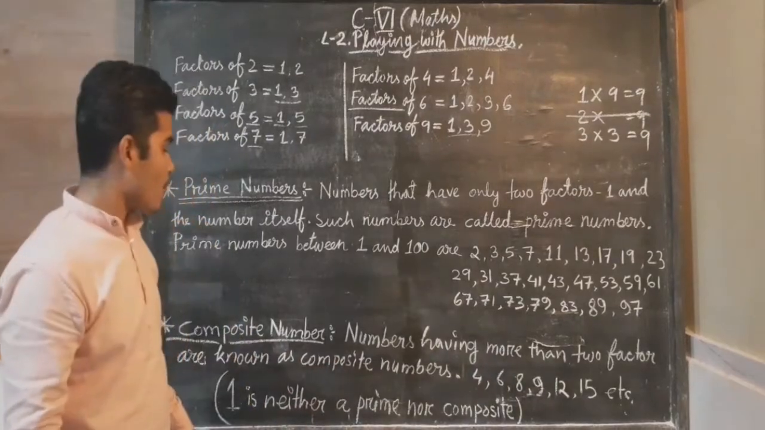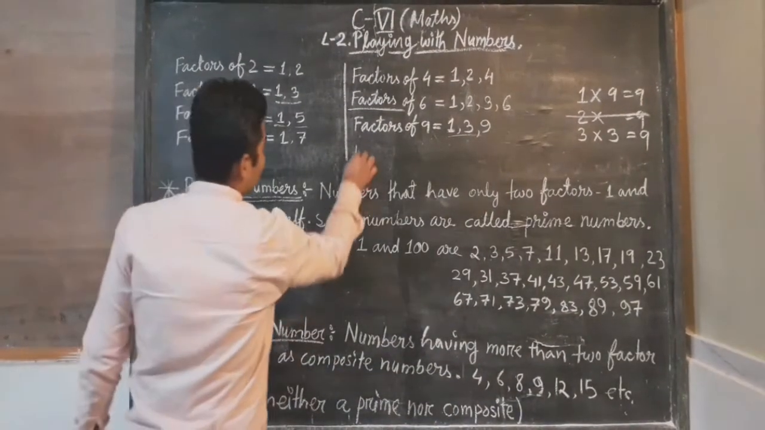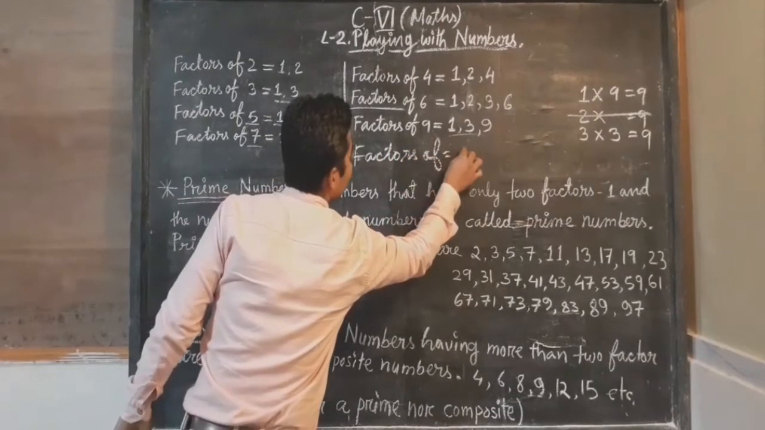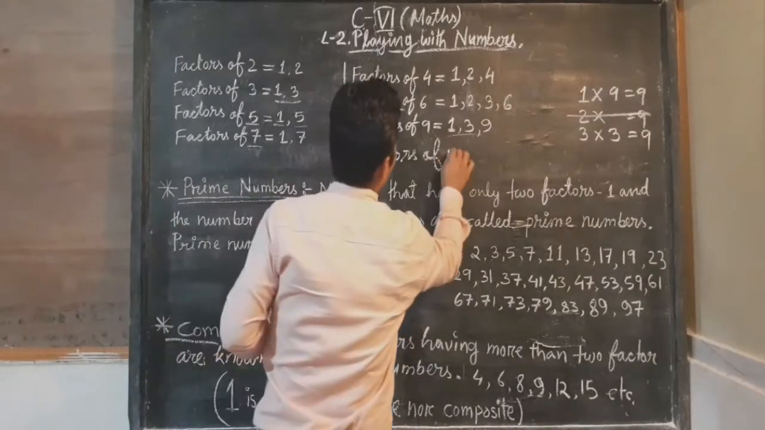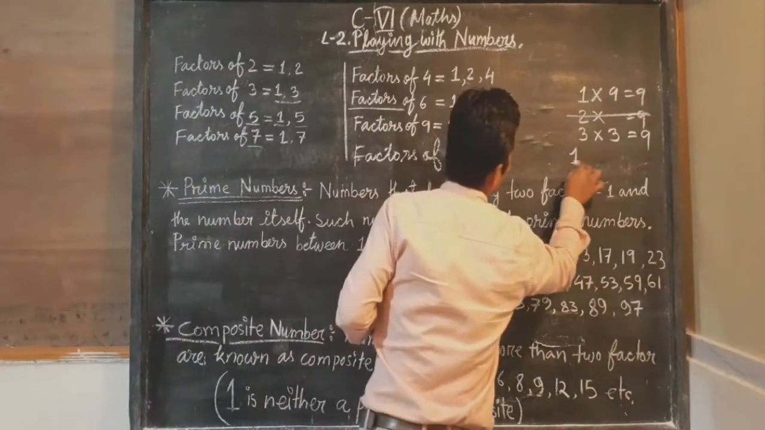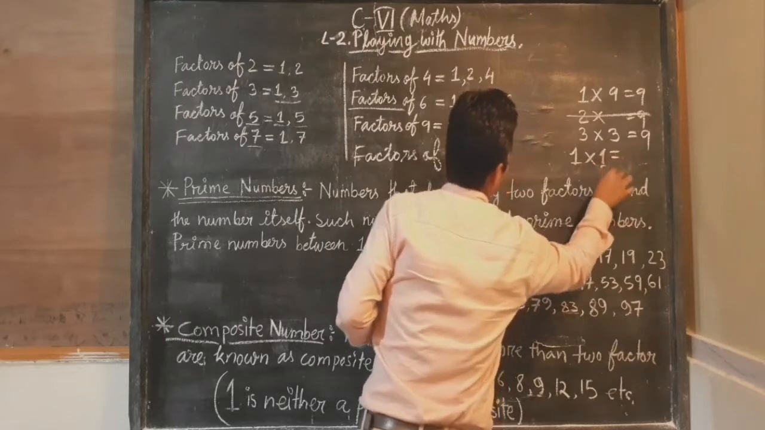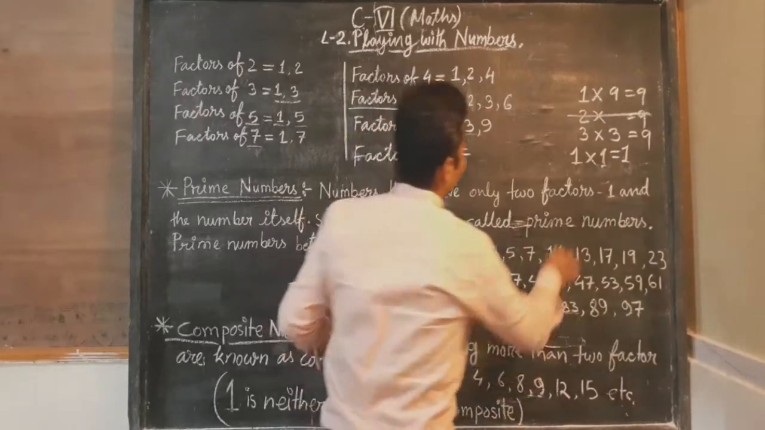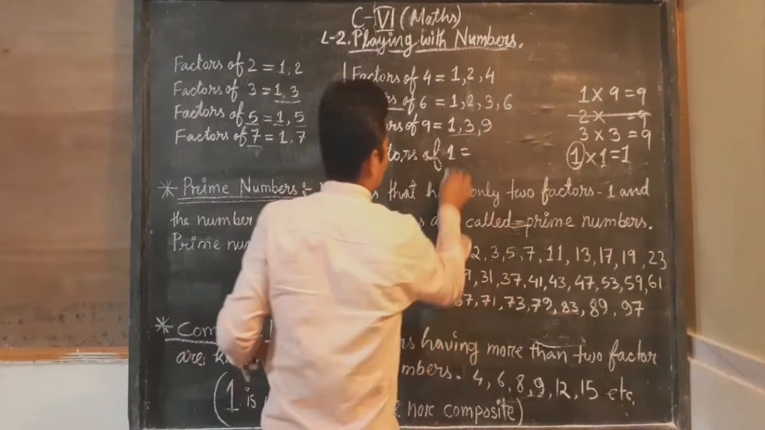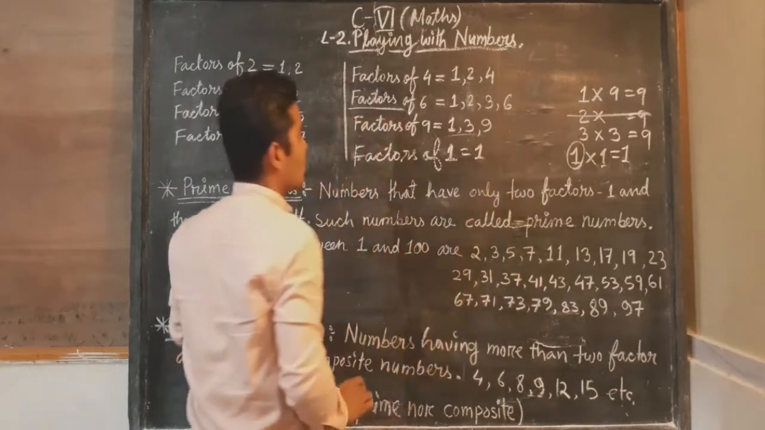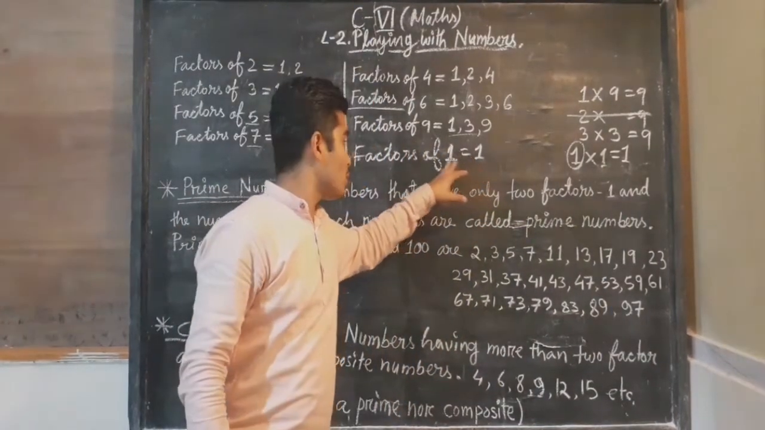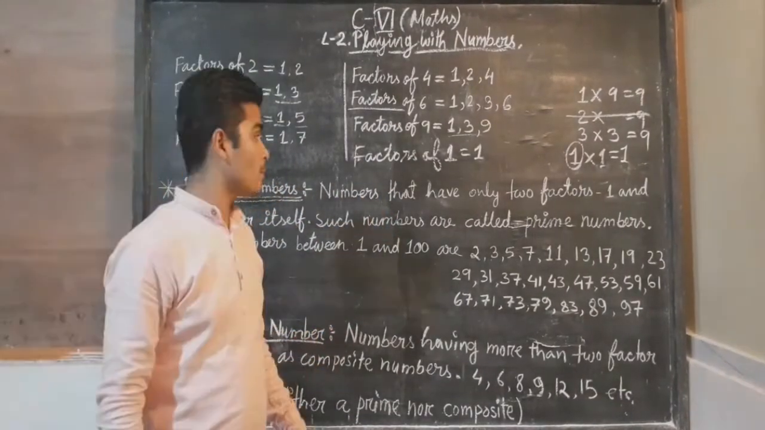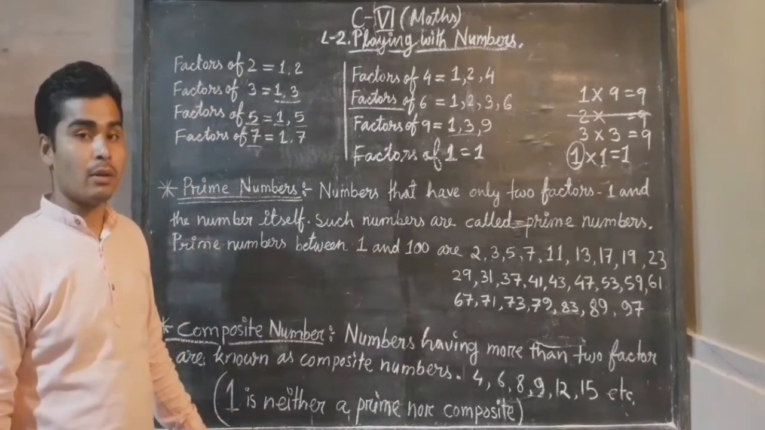But if you try to find the factors of 1, what will we get? We will not get anything except 1; 1's factor is 1. So if we include the factors of 1, we will get only 1 factor. 1 has only 1 factor, so it will not be included in prime numbers, and it will not be included in composite numbers. 1 is called a unique number.